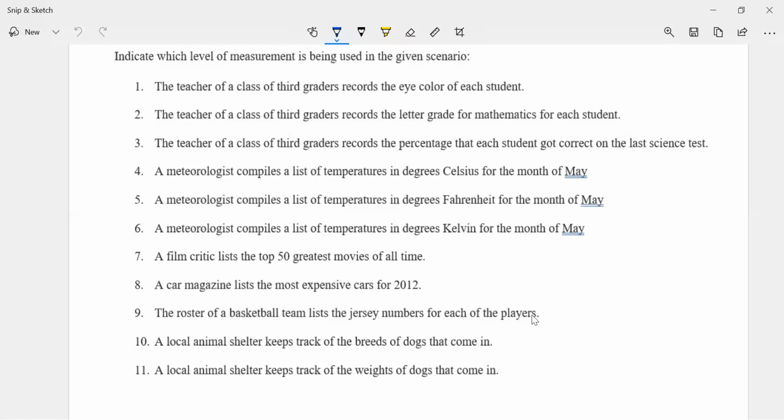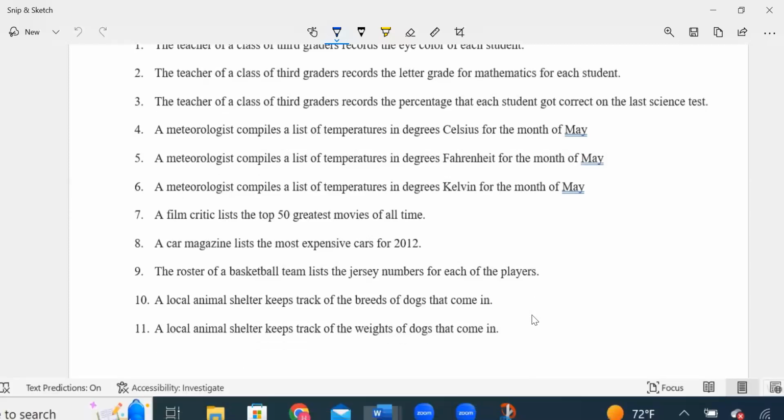Now, number 9, the roster of a basketball team lists the jersey numbers for each player. You see how in sports they tend to have numbers. So I'm listing them by the number of the jersey. Now, the jersey is just a jersey, even though it's a number. The numbers serve just as alternate forms of names. Instead of calling them by their name, I'm calling them by their jersey number. So even though it's a number, there's no relationship among them. I cannot say whoever has jersey number 4 is taller than whoever has jersey number 2. In jerseys, a number is just a name.